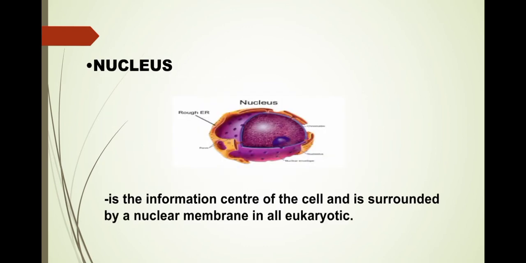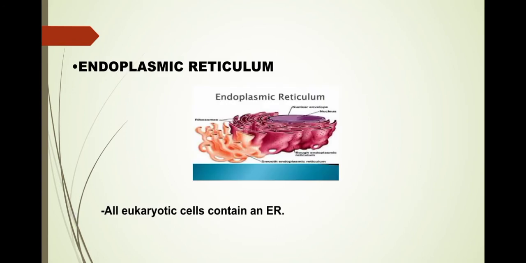So there are parts of the eukaryotic cell. The first part is the nucleus. When we say nucleus, it is the information centre of the cell and is surrounded by a nuclear membrane in all eukaryotes. The second part is the endoplasmic reticulum. All eukaryotic cells contain an ER. The endoplasmic reticulum is a network of membranes inside a cell through which proteins and other molecules move.